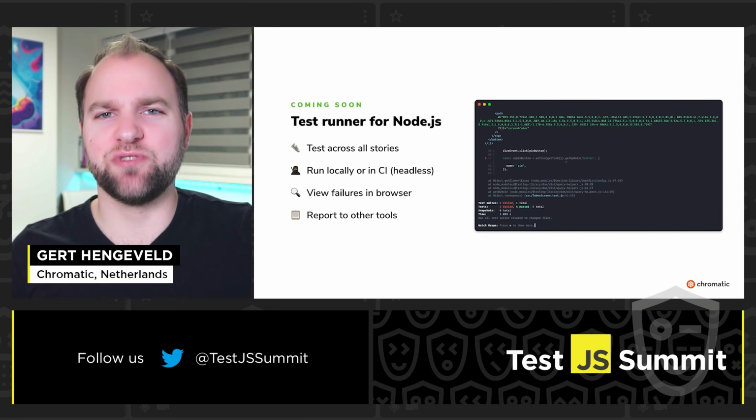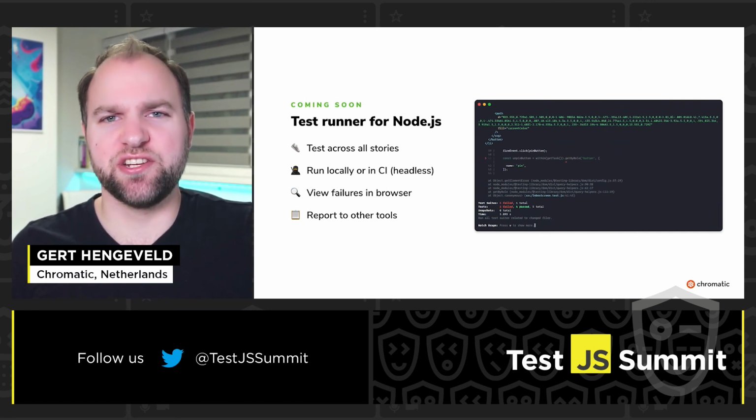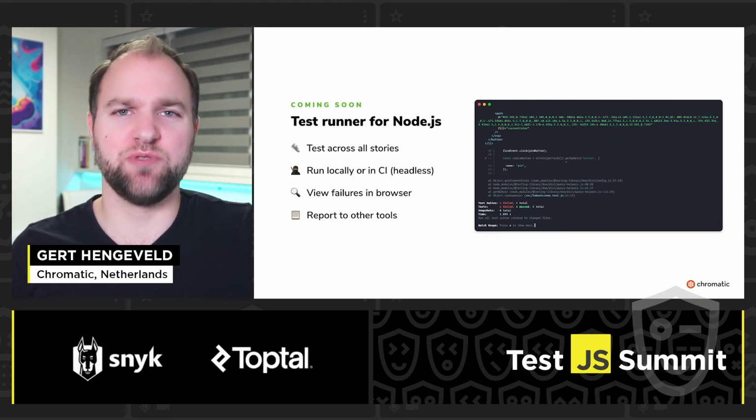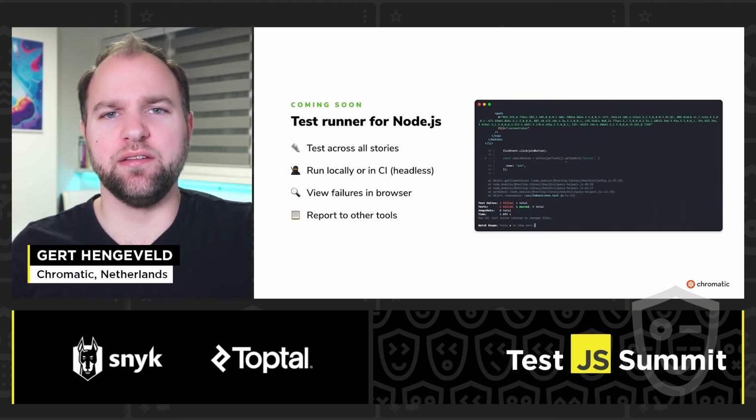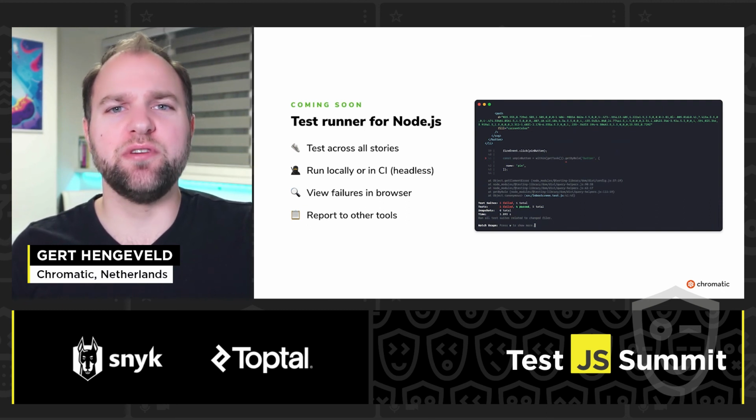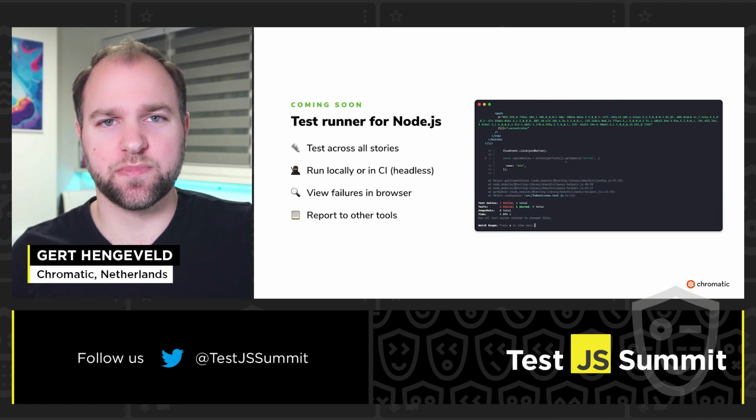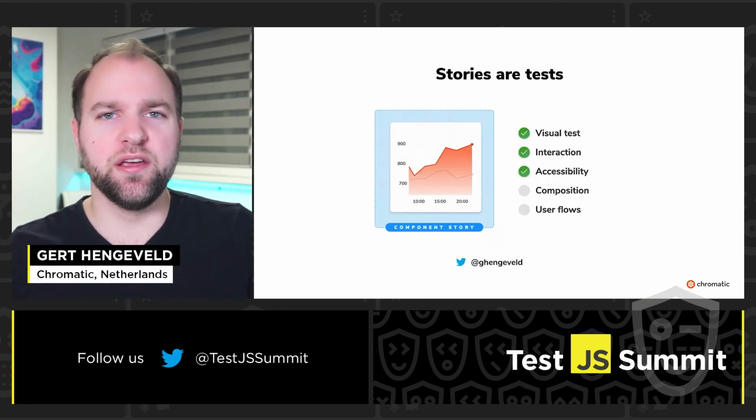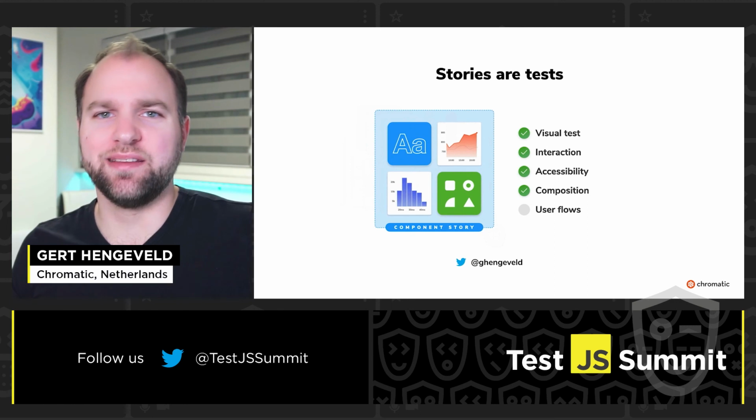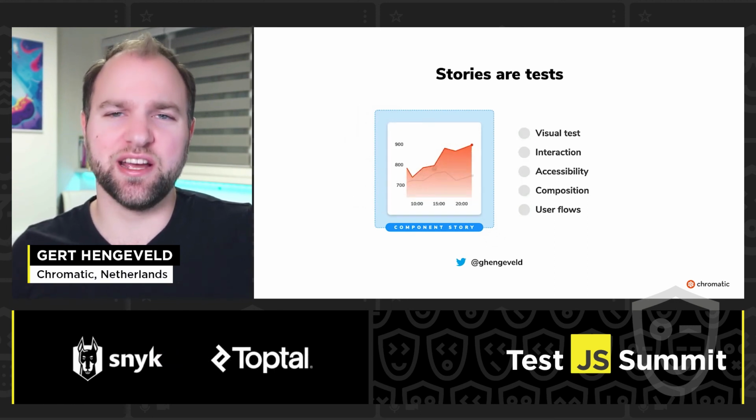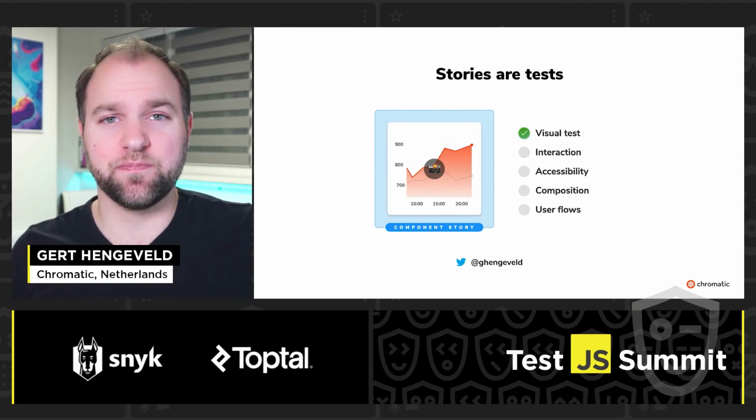So, how does this integrate with CI? For that, we'll be releasing a Node.js test runner that runs all play functions in your Storybook using a headless browser. And when something breaks, you can review failures in your regular browser or send a report to other tools. In a way, stories have always been like tests in Storybook. With the interactions add-on, we're only taking it to the next level, and we're just getting started.